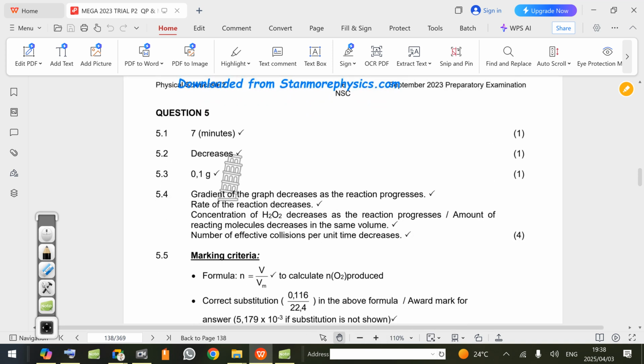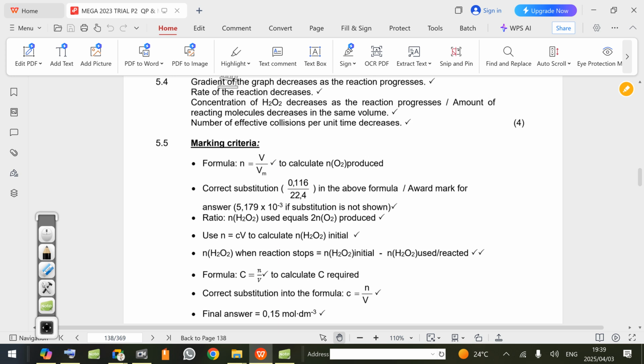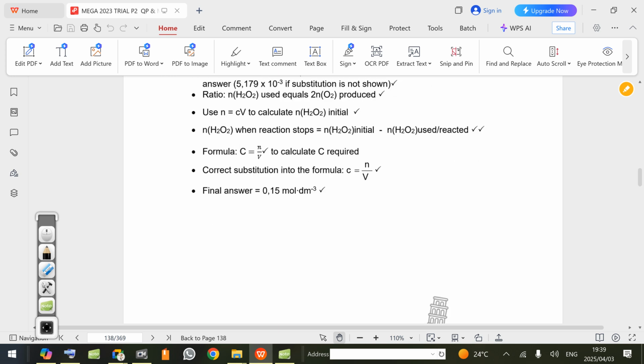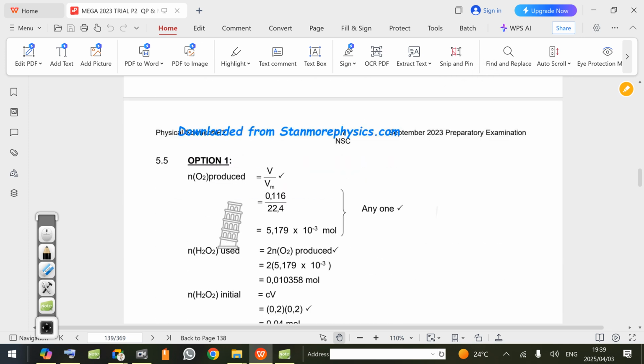7 minutes. Decrease. 0.1. This is the 4 marks, right? Rate of the graph decreases as the reaction progresses. Rate of reaction decreases. Concentration decreases as reaction progresses. Number of effective collisions. Okay, but if you explain the way we explained, you get your answer. I'm interested in the final answer here. Final answer, 0.15 moles per dm cube.